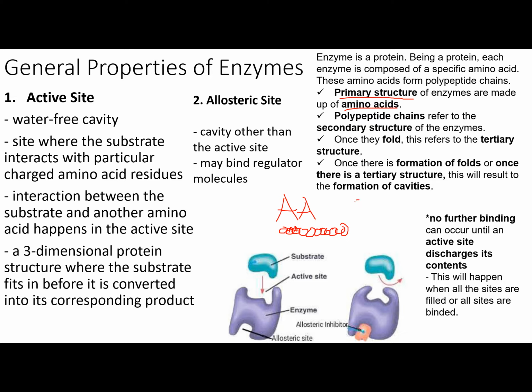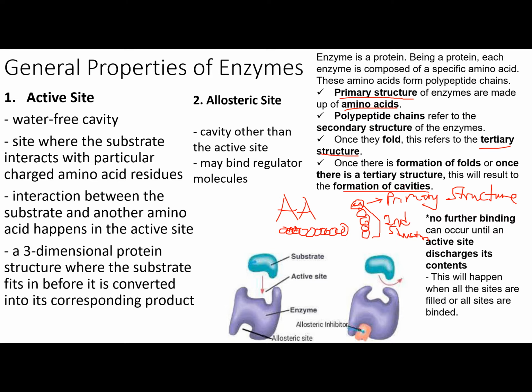Now, this amino acids, itong mga bilog-bilog na to class, these chains, would now refer to the secondary structure. So, ulitin ko class ha, the primary structure is the amino acid. Now, when this amino acid, so para mas maintindihan nyo, this is the amino acid, this is the primary structure. Now, when multiple amino acids form a chain, they would now become the secondary structure. Now, once this secondary structure or these chains start to fold, magfo-fold sila class, it would now form the so-called tertiary structure. And once there is a tertiary structure, this would now result to the formation of your cavities.